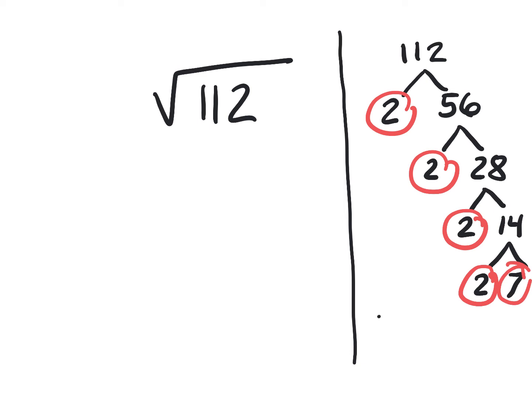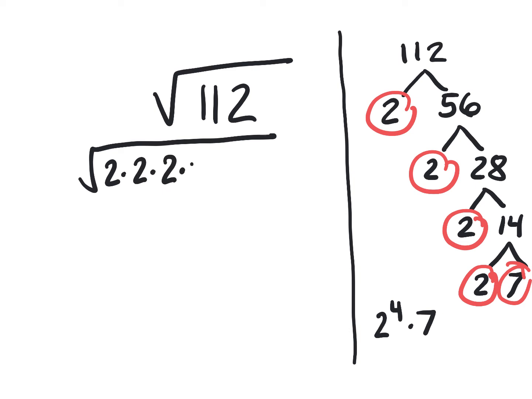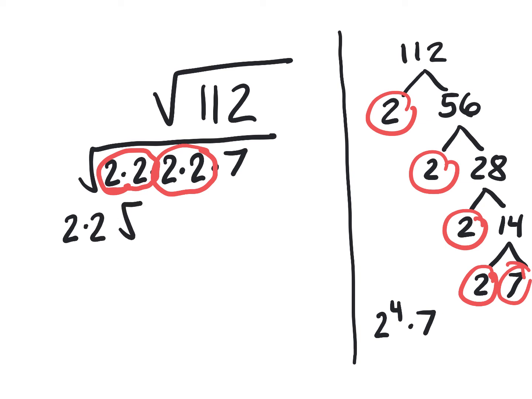The TI-Nspire will show up like this. So we're going to go ahead and write all those numbers under here. 2 times 2 times 2 times 2 times 7. And then every time we see a pair, we take it out. So we can take our 2 out, we take our other 2 out, and we keep the 7 in. Outside, 2 times 2 gives us 4, so we end up with 4 roots of 7. So that would simplify to 4 square roots of 7.